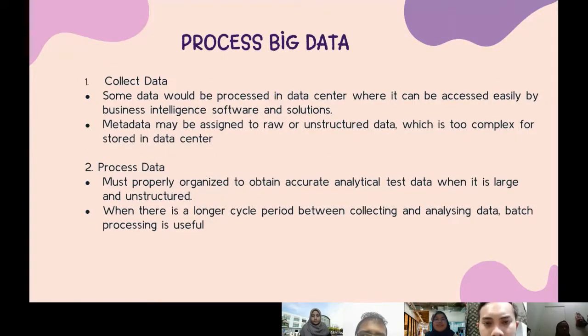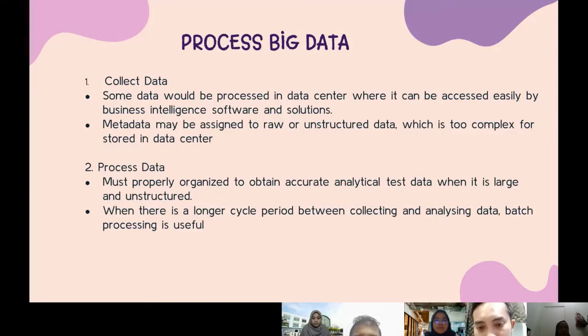Okay, next is process big data. First, collect data. Some data will be processed in a data center where it can be accessed easily by business intelligence software and solutions. Metadata may be assigned to source or unstructured data which is too complex to store in a data center.